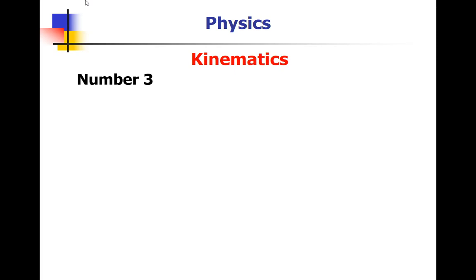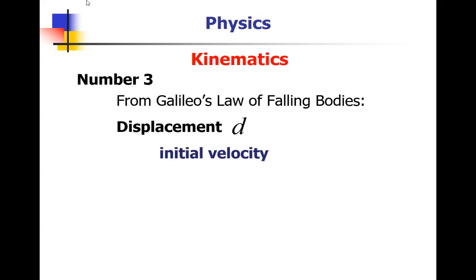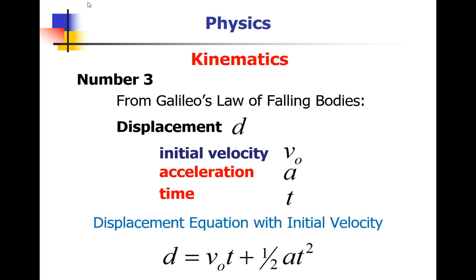Likewise, I can solve for distance using Galileo's law of falling bodies. I can find the displacement an object travels during acceleration if I know its initial velocity, its acceleration, and its time. This is the displacement equation with initial velocity. D is v naught t plus 1/2 at squared.